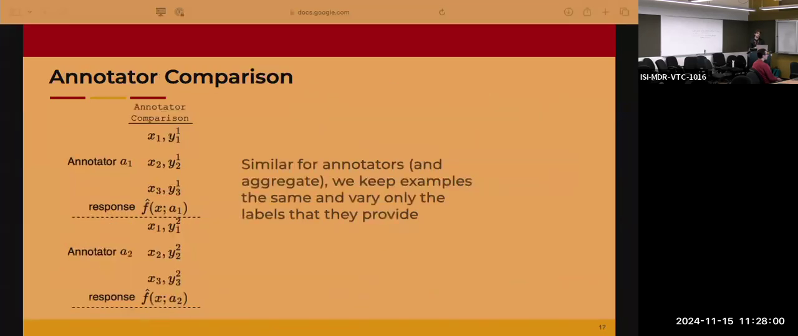And similarly for annotator comparison, we keep examples the same and vary only the labels that they provide. So in this case, we have found the common set of examples between annotators. We have kept examples the same between these annotators and only changed their labels in the prompt.